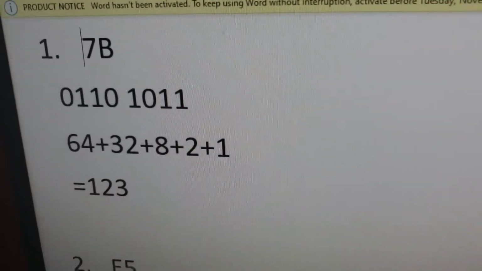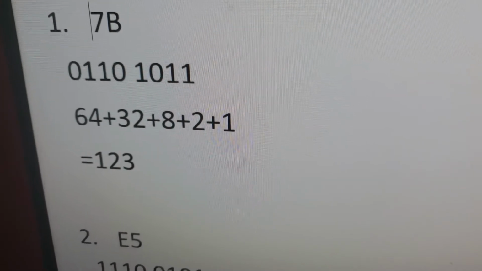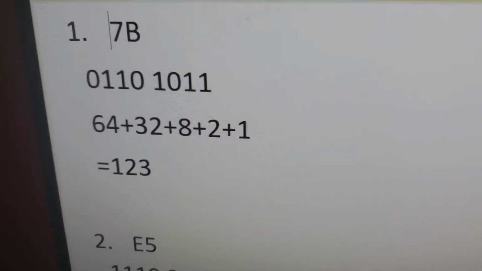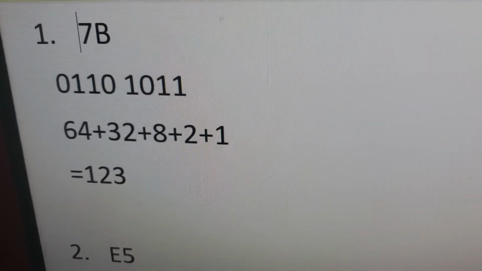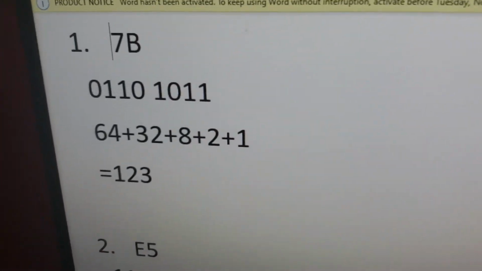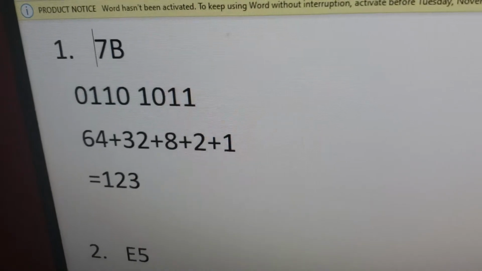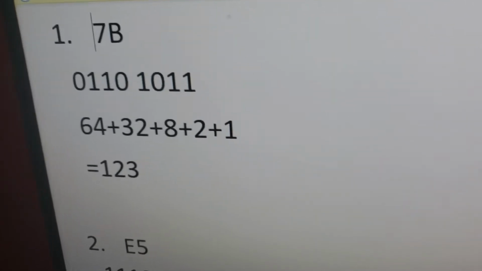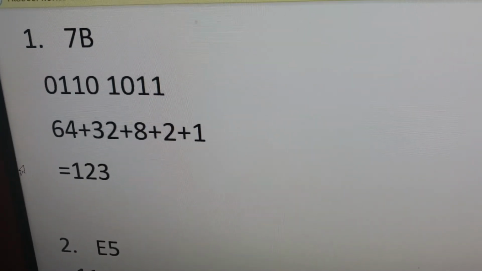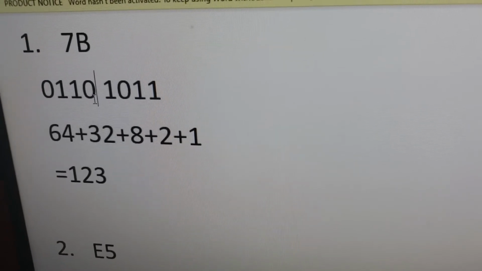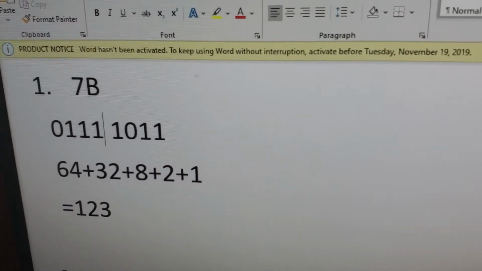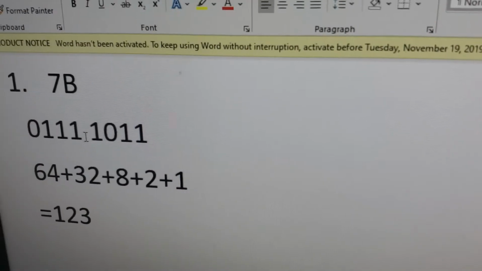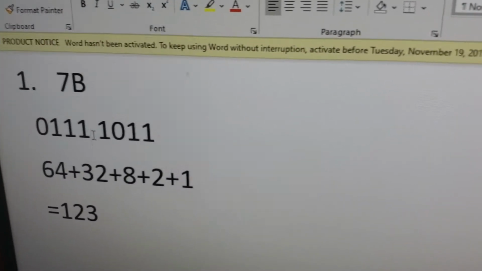So for 7, for the first nibble, we want to turn on the bits that will add up to 7. From left to right, it goes 1, 2, 4, 8. So the bits that add up to 7 are the 4, the 2, and the 1. That will equal 7. For the B, which is 11, you want to turn on the 8-bit, the 2-bit, and the 1-bit. 8 plus 2 plus 1 equals 11.